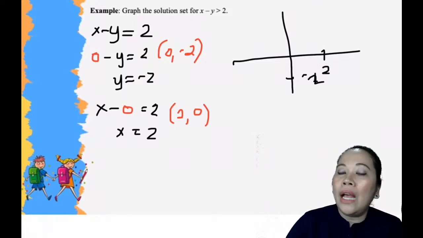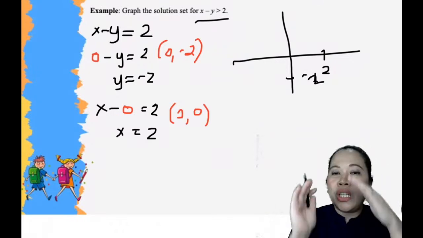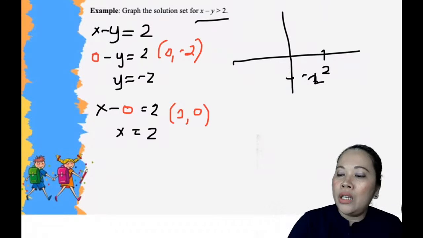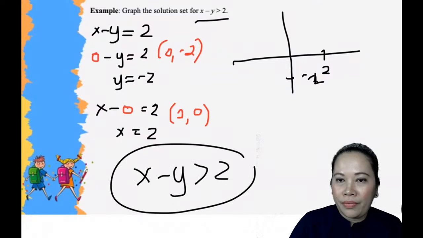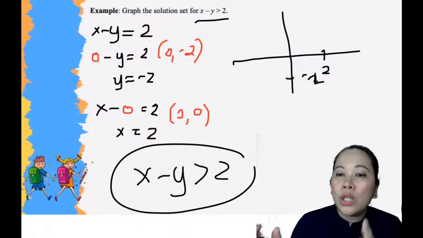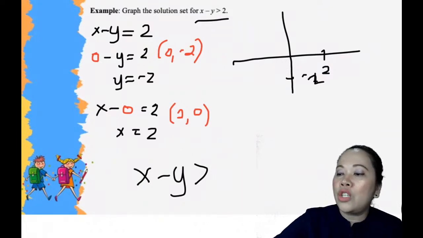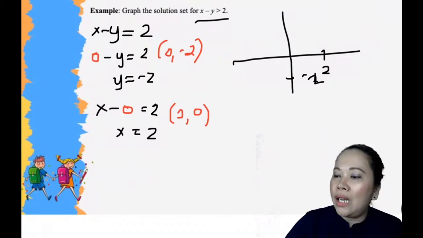And then you check what the inequality given is. The inequality given is x minus y greater than 2. Since there's no equal sign below it, it's not the equal-to inequality. Therefore, when you graph this, it should be a broken line.